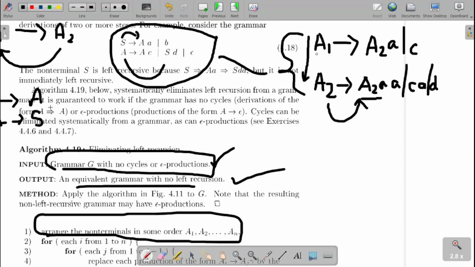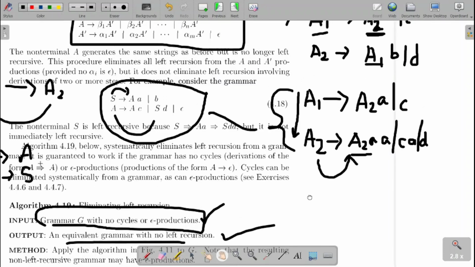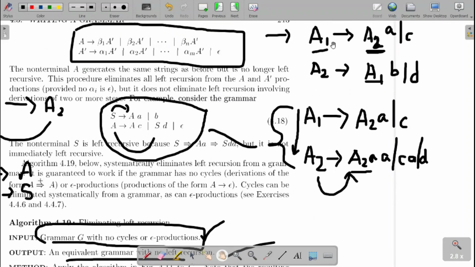So in this case, we have two productions over here: one for A1, and the other for A2. The productions of A1 and the productions of A2 are kept in order. Right? Then next.